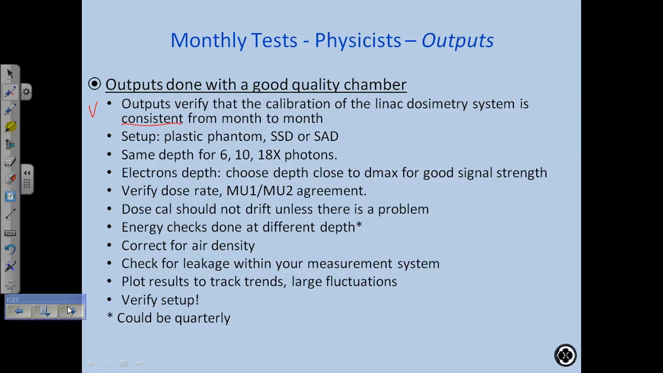Right? And then, so setup. You can use a plastic phantom. Again, it's for consistency. SAD or SSD, whatever you think is more practical. You can use the same depth for 6 and 10 photons. Who am I working with that said they use different depths for 6 and 10?